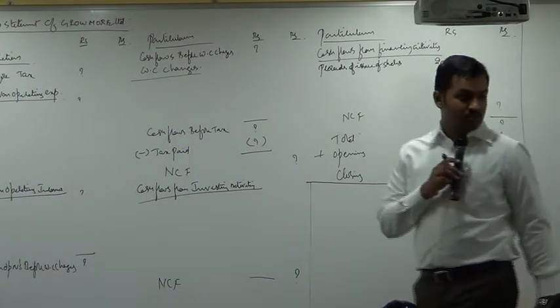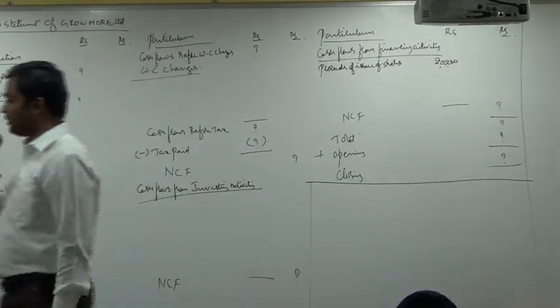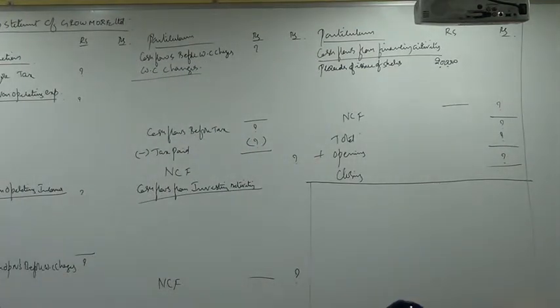Proceeds from issue of shares, 2 lakhs. Next, inflow. Reserve. Opening balance 1,50,000. Closing balance 2 lakh. Reserve has increased. It has increased by 50,000.